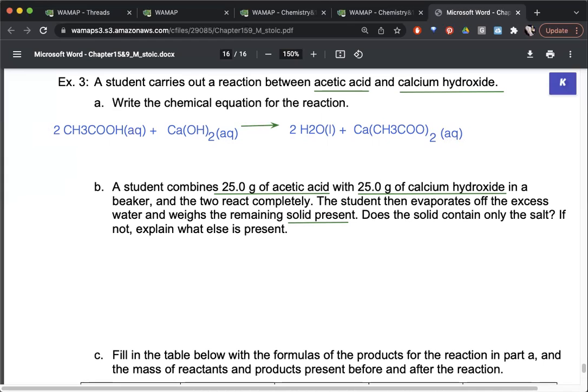All right, in the next problem, we're going to start with 25 grams of acetic acid. I'll leave the labels off because I'm going to line it up. And 25.0 grams of calcium hydroxide.